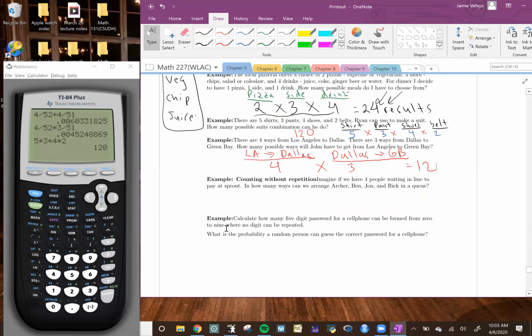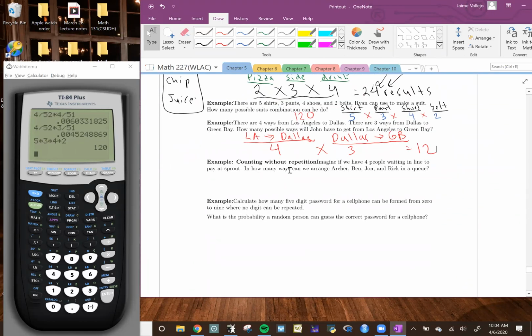All right. So let's do this next one. For this one, it says counting without repetition. So that means once you select it, you can't select it again. It says, if we have 4 people waiting in line to pay at Sprouts, in how many ways can we arrange Archer, Ben, John, and Rick in a queue? So imagine we have 4 people waiting in line to pay. We're just trying to see how many different ways we can arrange the people in a queue.